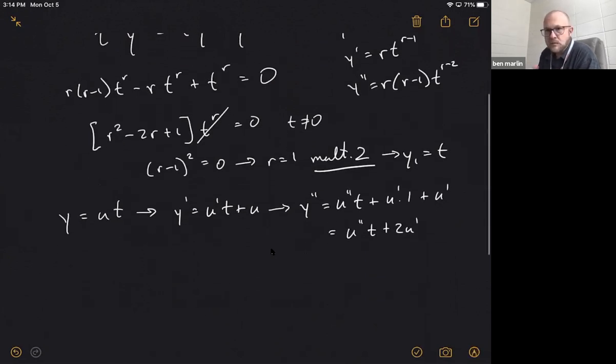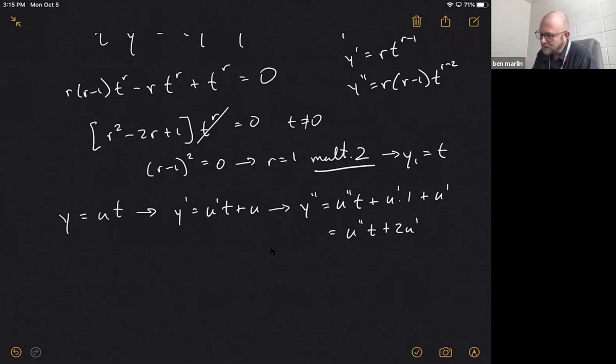As a matter of fact, if you took more derivatives there, it would have kind of a neat property that it would just kind of throw down more of those one derivative downs. So your third derivative would have u triple prime t plus 3 u double prime. It's kind of neat. I might be a nerd. Okay.